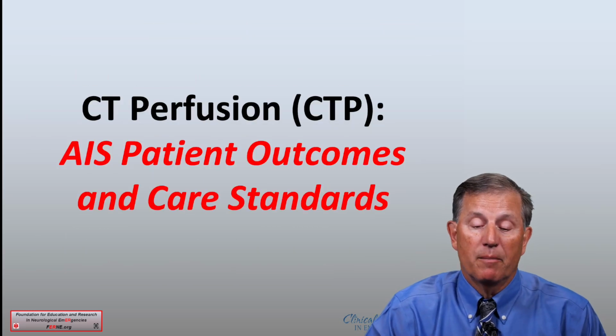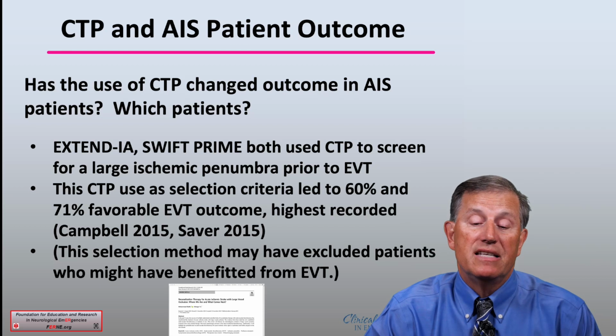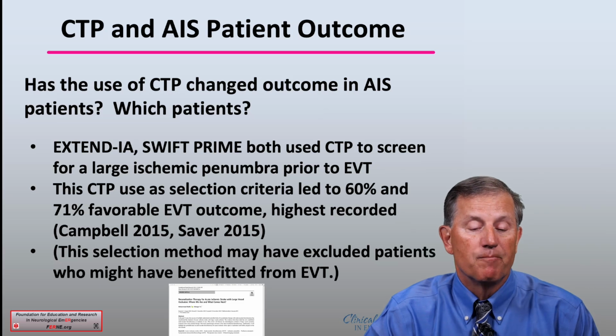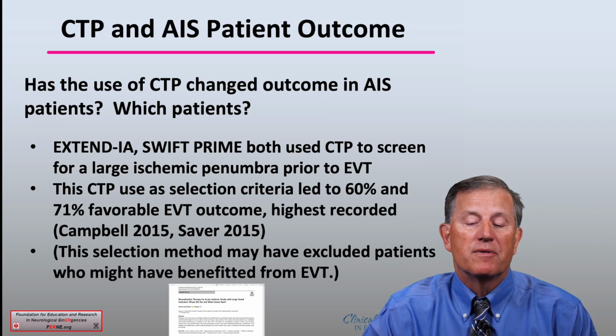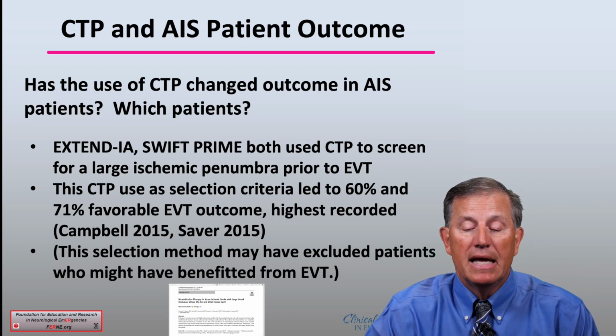So what about acute ischemic patient outcomes and care standards related to CT perfusion? Has the use of CTP changed outcome in acute ischemic stroke patients? And if so, which patients? The Extend-IA and the SWIFT Prime studies both use CTP to screen for a large ischemic penumbra prior to using the intervention EVT. This CTP used as a selection criteria led to a 60% and 71% favorable EVT outcome in these two studies, which are the two highest recorded from these two 2015 studies.